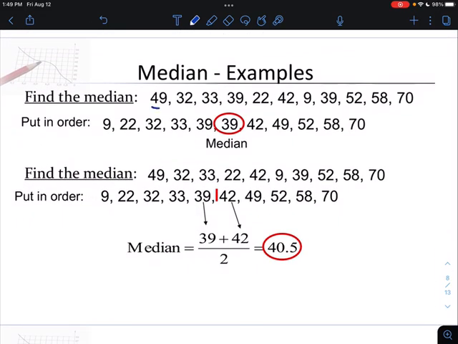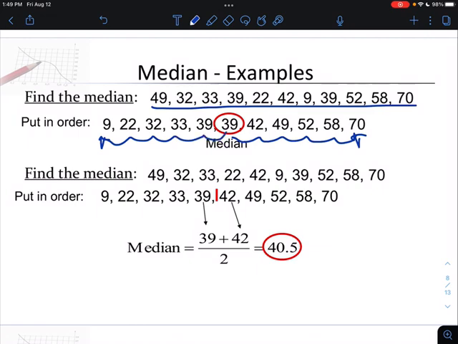So in this first example, this is our original data set. The first thing we want to do is take that and reorganize it in ascending order. So smallest value here, largest value here. And then what we do is start on the outsides, and we work our way in to the middle. We would work our way in from both sides. There's my midpoint, so that's my median of 39.